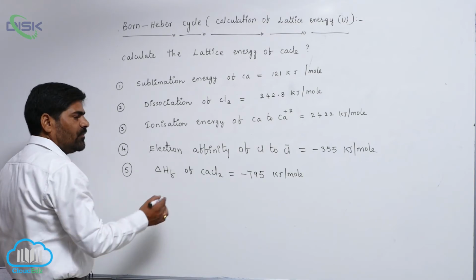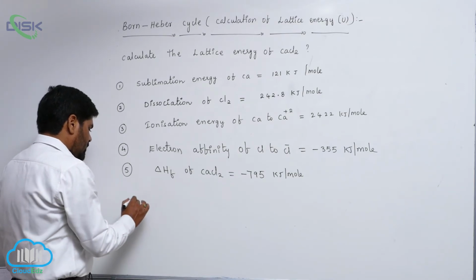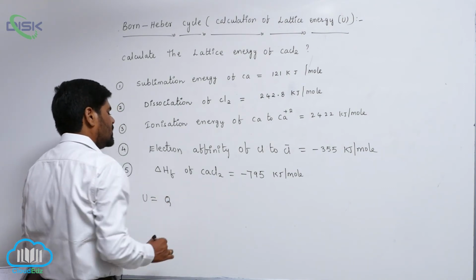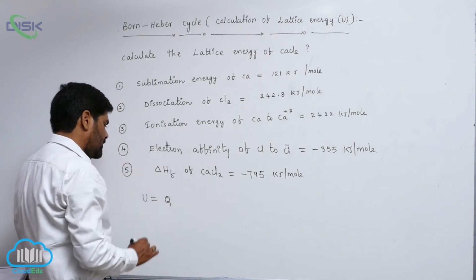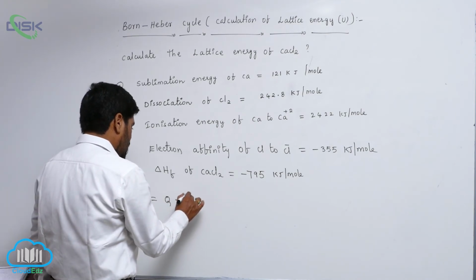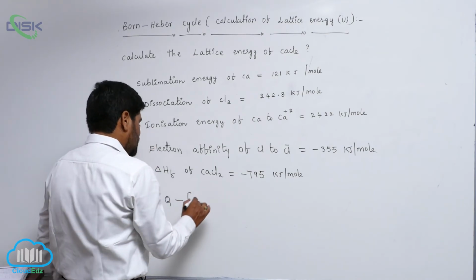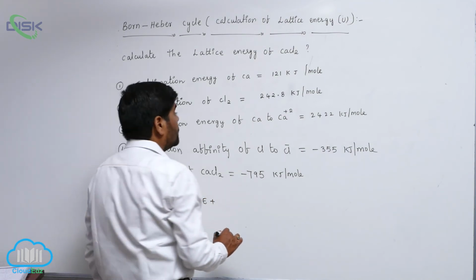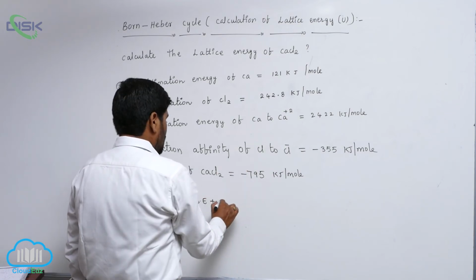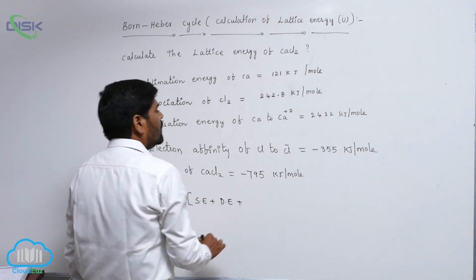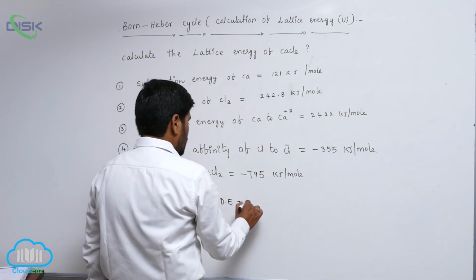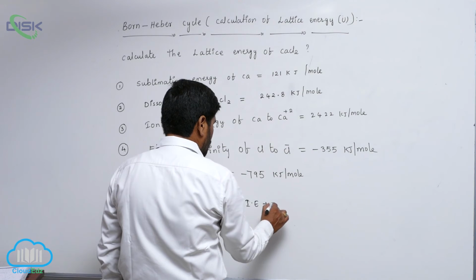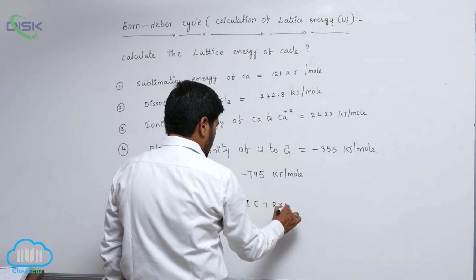Now already you know the principle for the calculation of lattice energy, that is U equals Q minus, that is the enthalpy of formation of calcium chloride, minus of sublimation energy plus dissociation energy plus ionization energy plus 2 into electron affinity.